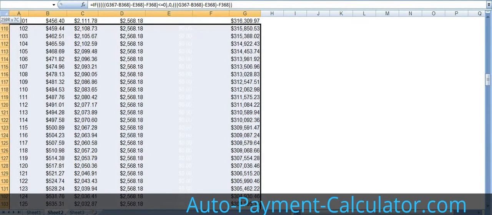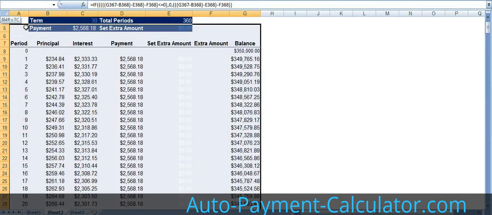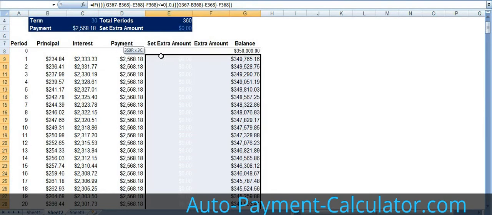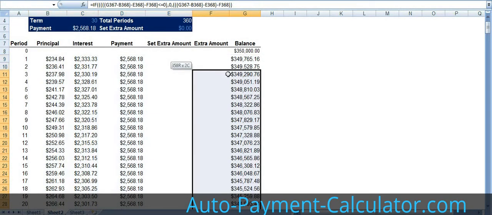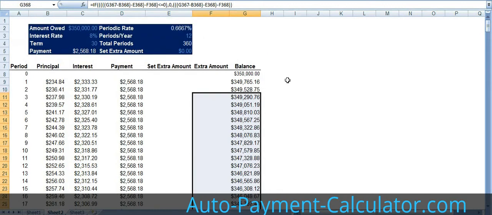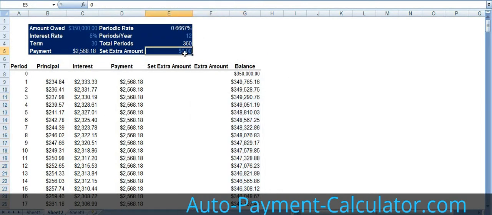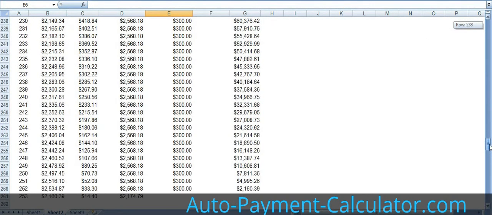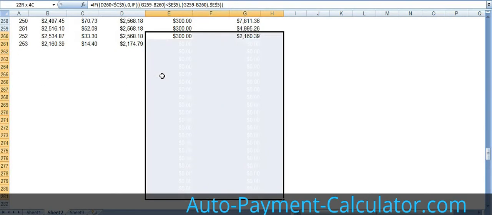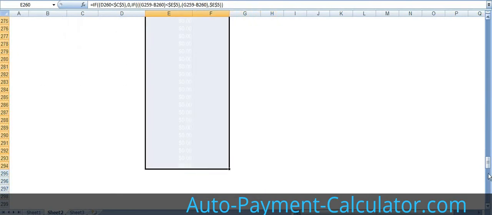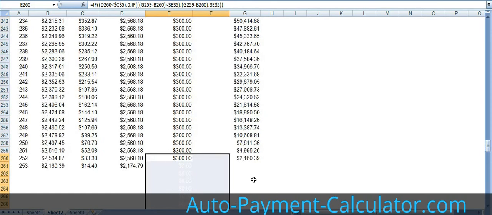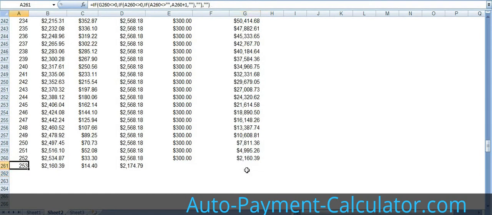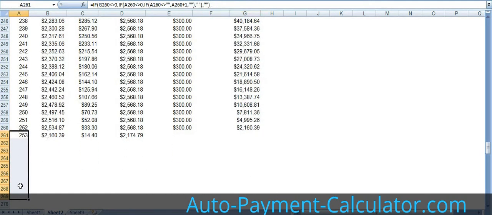And you can use conditional formatting on these columns, when these numbers are equal to zero, you just match the font and the background. I'll show you an example here. Let's say we're going to pay an extra $300 every month, and it ends sooner, so here we have all of these zeros. They've just been made to look nice and blank, and the periods have stopped because of the formula in the cell.